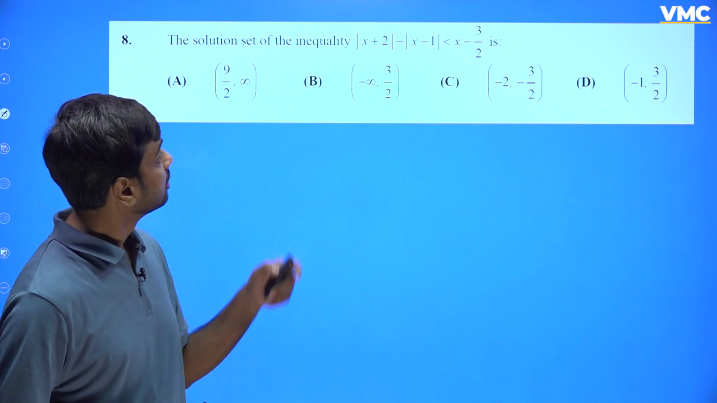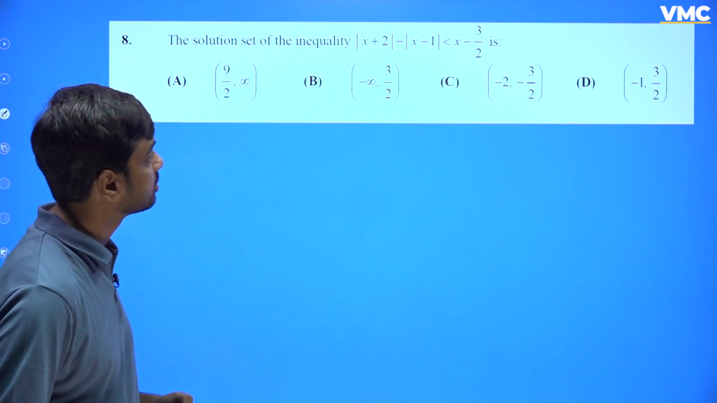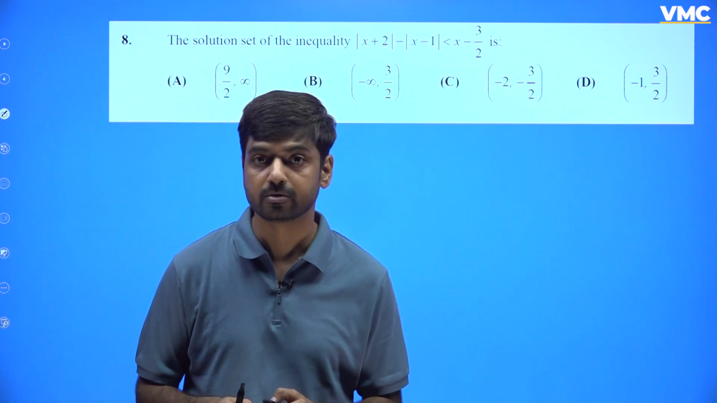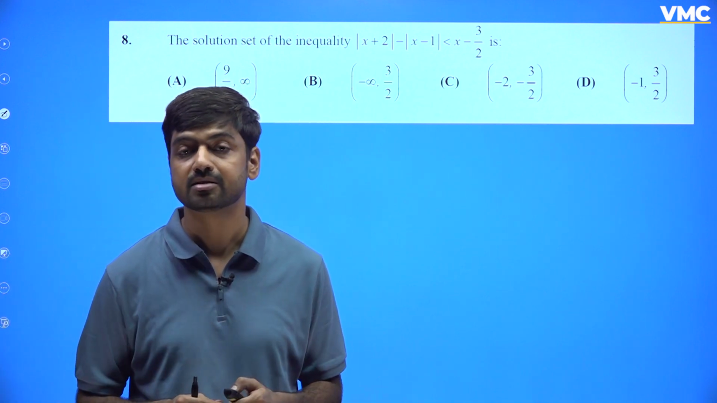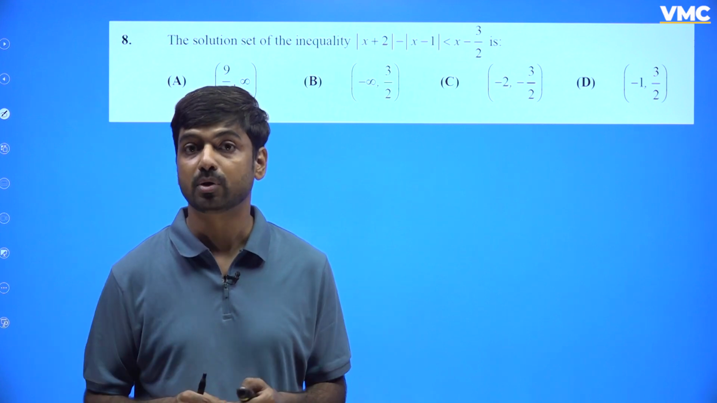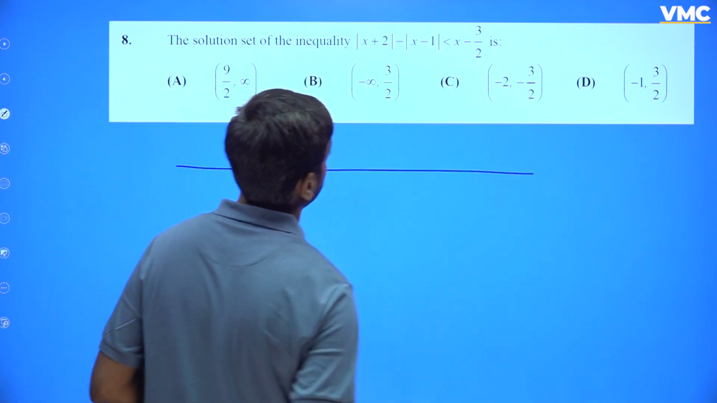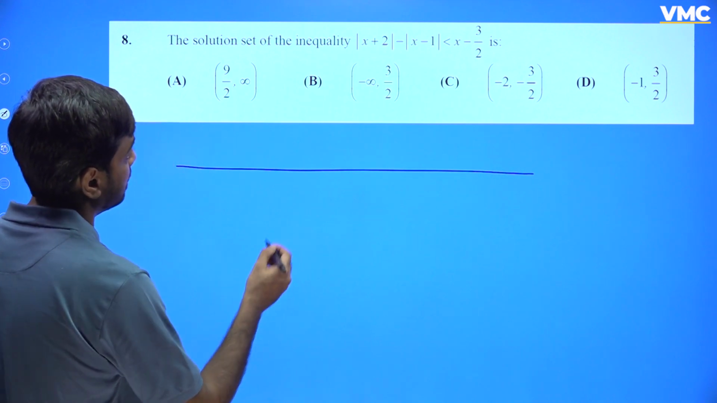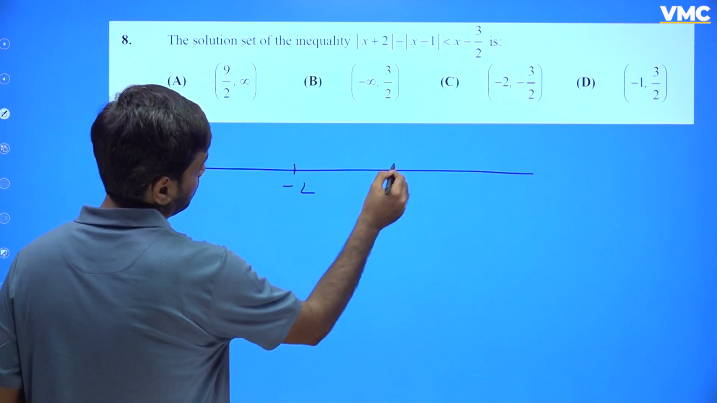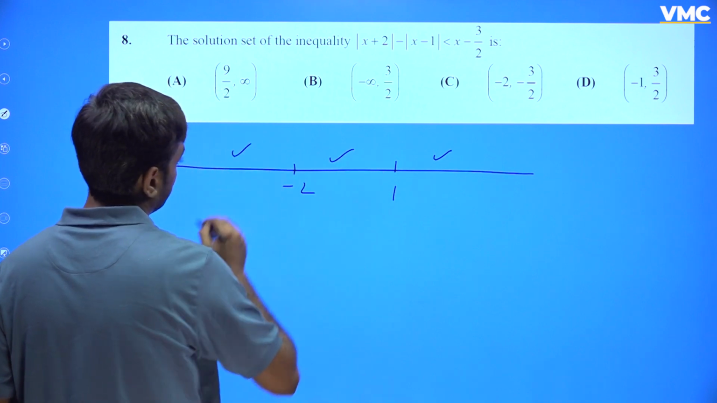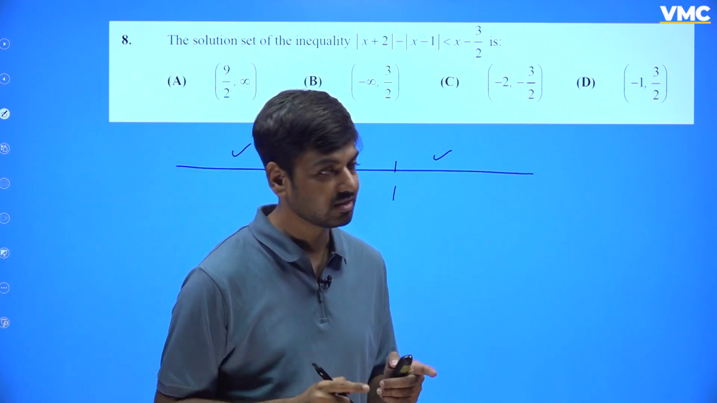This is a modulus inequality. So let's begin. As you all know, to solve a modulus inequality problem, we first have to find the zeros of the expression written inside the modulus, and then we have to take cases. So first we need to plot the zeros. The zeros are -2 and 1, right? So we have to make 3 cases here to answer this question.